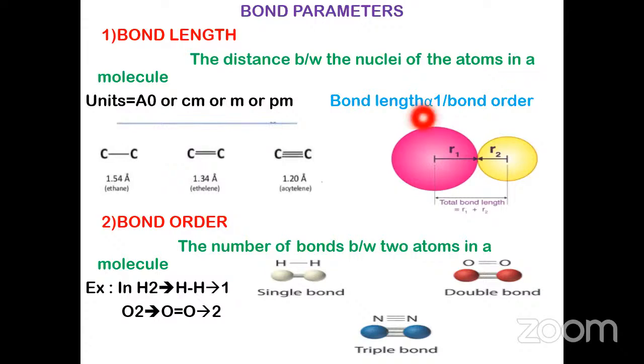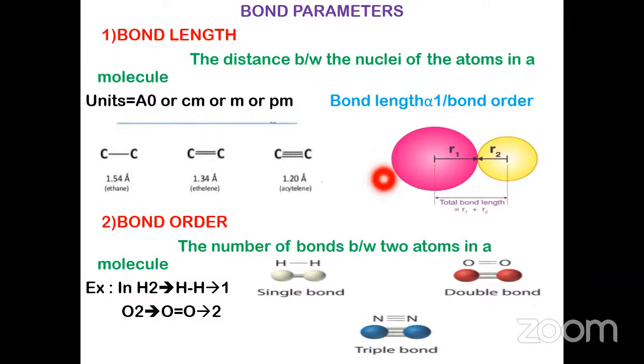The bond length is inversely proportional to the bond order. Here are the bond lengths of some molecules. In ethane, the bond length is 1.54 angstroms. In ethylene, the bond length is 1.34 angstroms. In acetylene, the bond length is 1.20 angstroms. If you observe here, as the bond order increases, the bond length decreases.